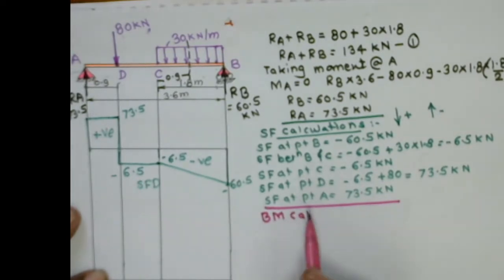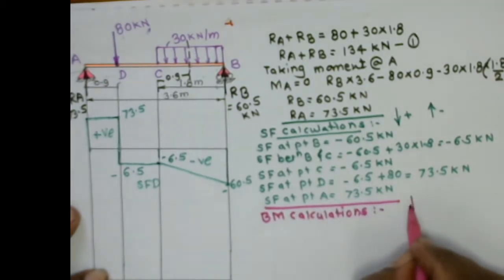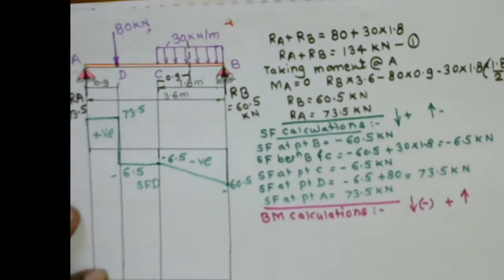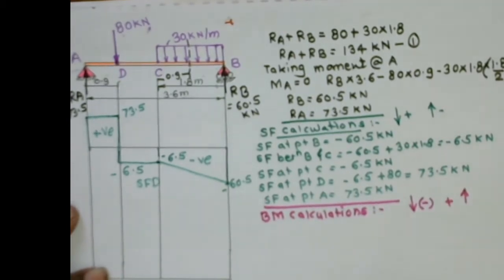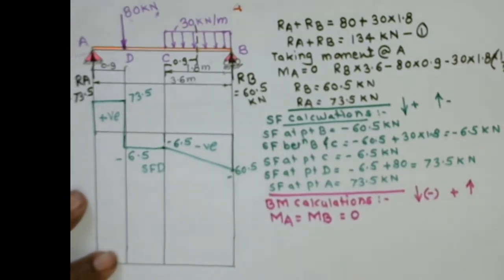For bending moment, downward side negative, upward positive. So bending moment at the free end is always 0. So you may say bending moment at point A is equal to bending moment at point B is equal to 0.